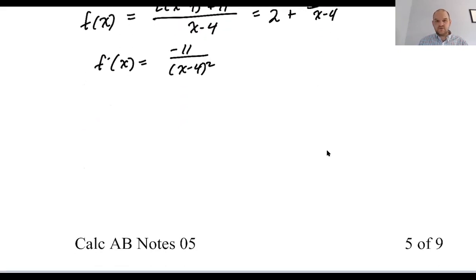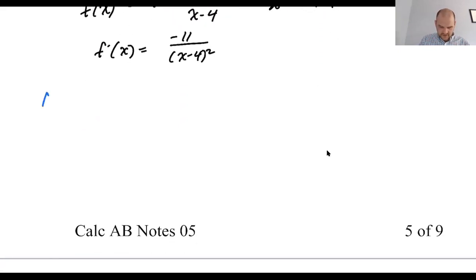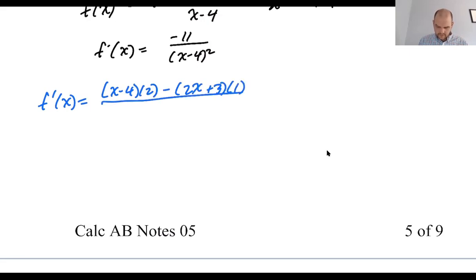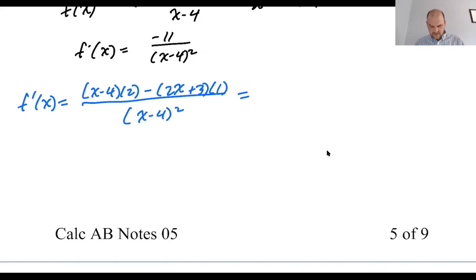I'm going to use the quotient rule on this to demonstrate that you don't need to do any of that. So f prime is also bottom times the derivative of the top, minus top, which is 2x plus 3, times the derivative of the bottom, all over the bottom squared. This is the more traditional way. I get 2x and then minus 2x, I get minus 8 minus 3, negative 11, over x minus 4 squared. And that was way faster.